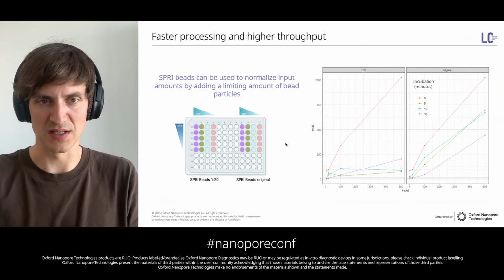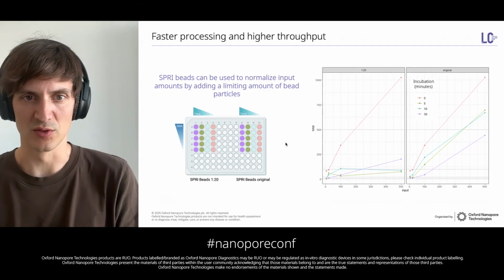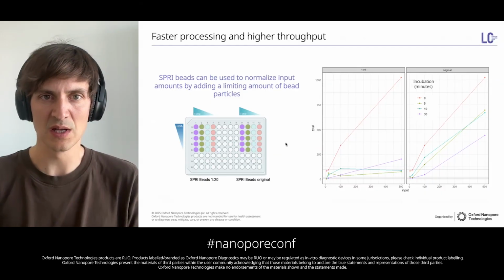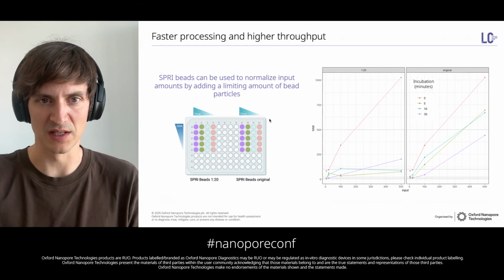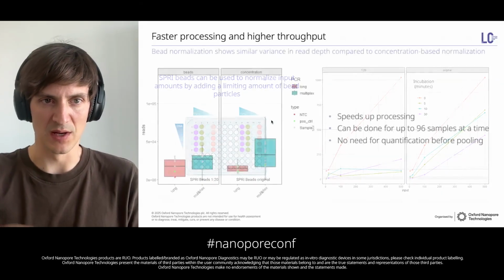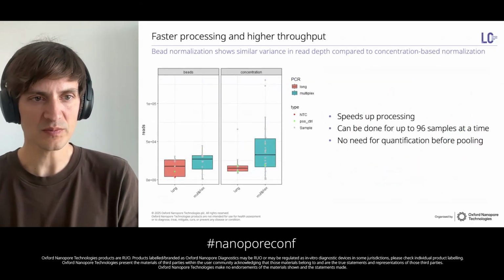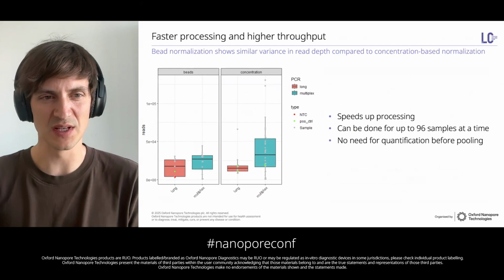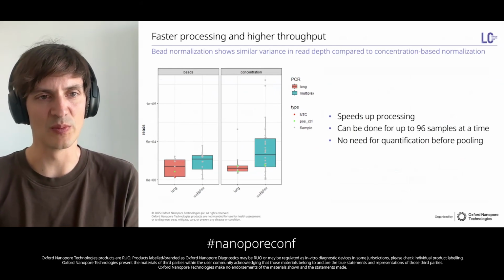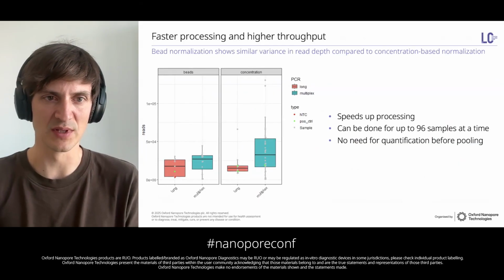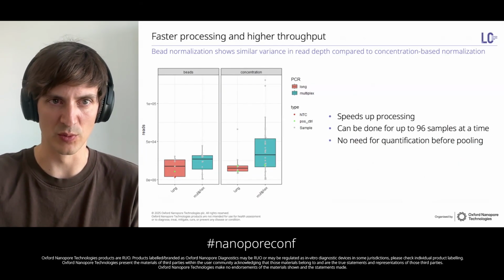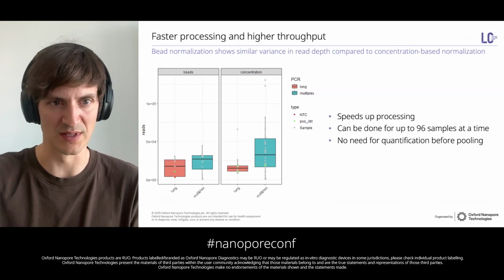And here you can see a test experiment where we started with inputs of 500 nanograms to 5 nanograms, and after the bead normalization that you can see on the left, we ended up with relatively similar amounts. We then proceeded to sequence this, and also here saw that the number of sequencing reads that we got per sample were relatively comparable, and the variance that we saw between different samples was comparable to the one that we get when we do concentration-based library normalization.